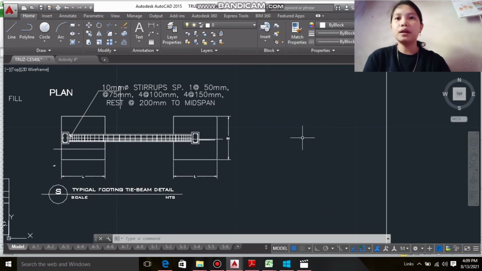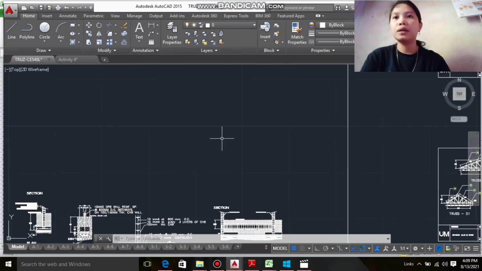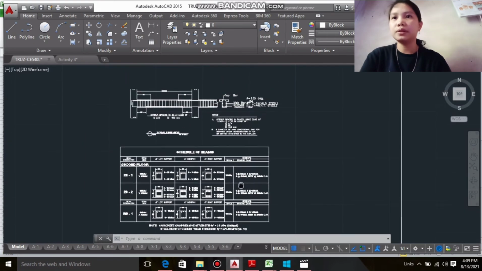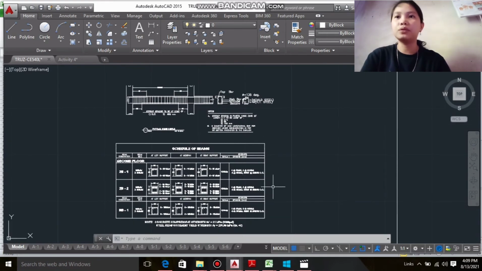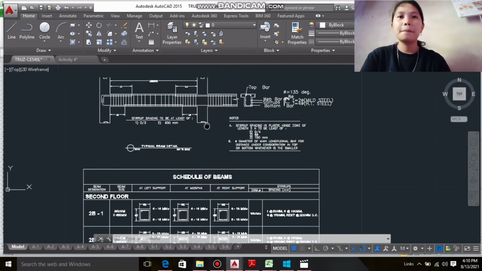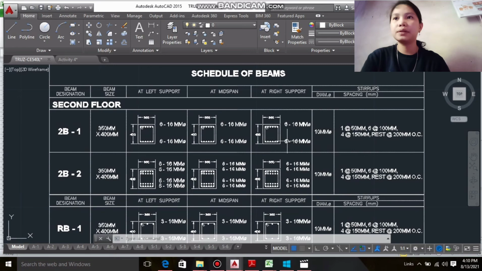and for the typical footing tie beam details, and for the typical beam details. So, stirrup spacing to be at least of 600 mm. Diameter of 135 degree in top bar. And the schedule of beam for the second floor.